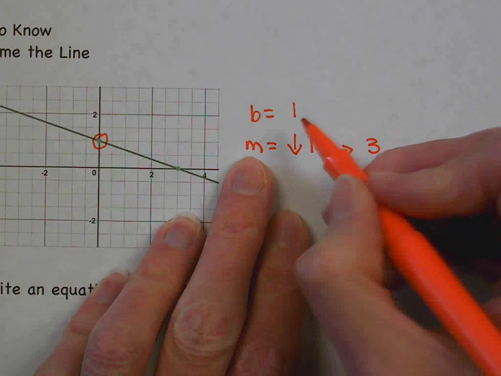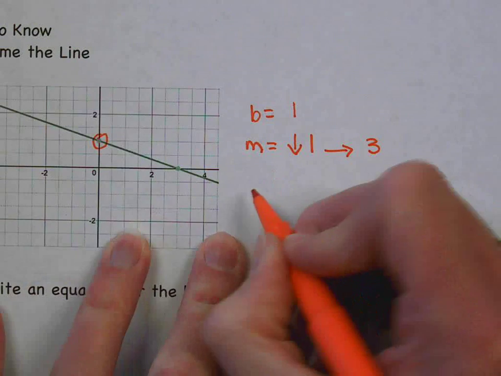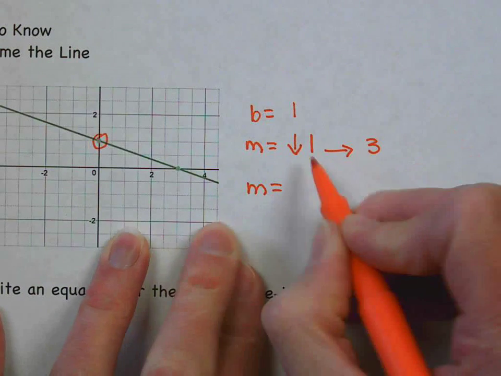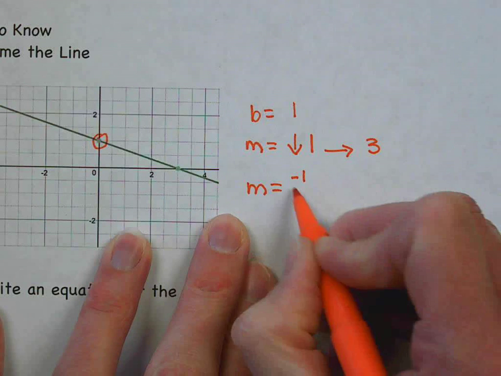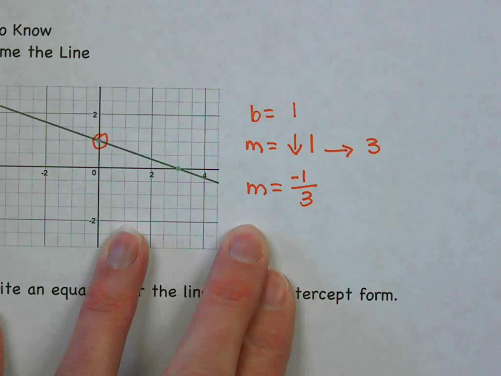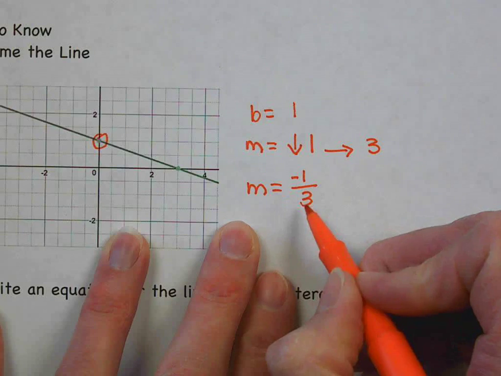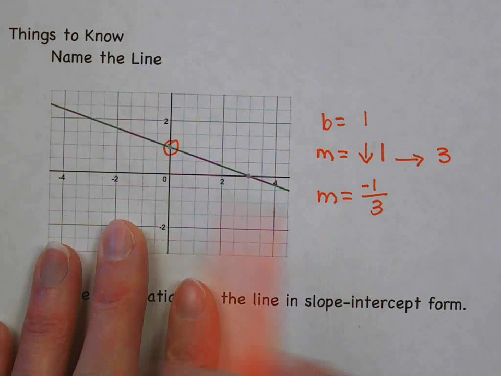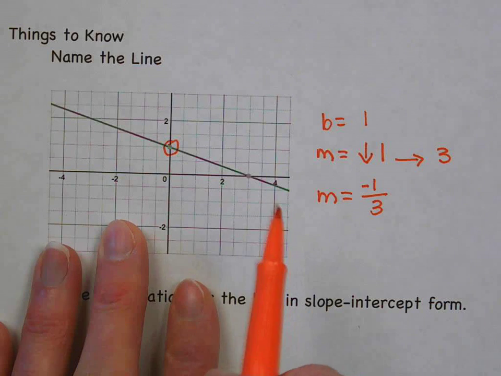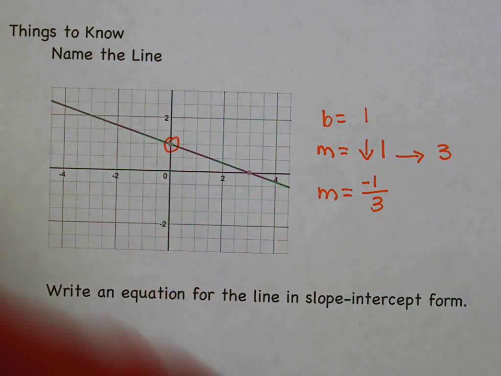So now I know what my slope is. My b is still 1, but my slope, if I transcribe that into actual numbers, down 1 means a negative 1, and then to the right 3. So this is my slope right here. And you can tell that because my line is moving down as we go from left to right. So that means that I have negative slope.